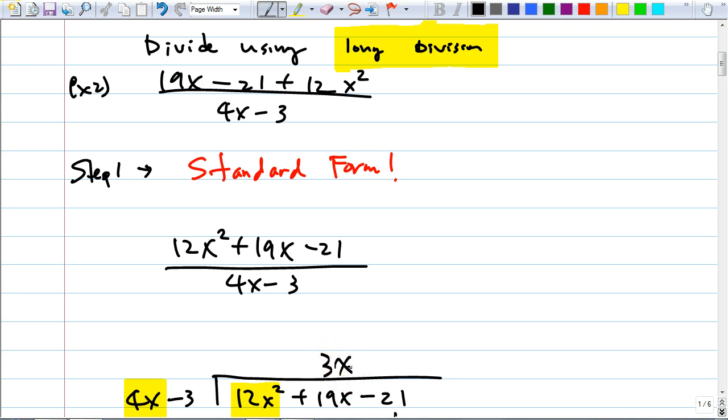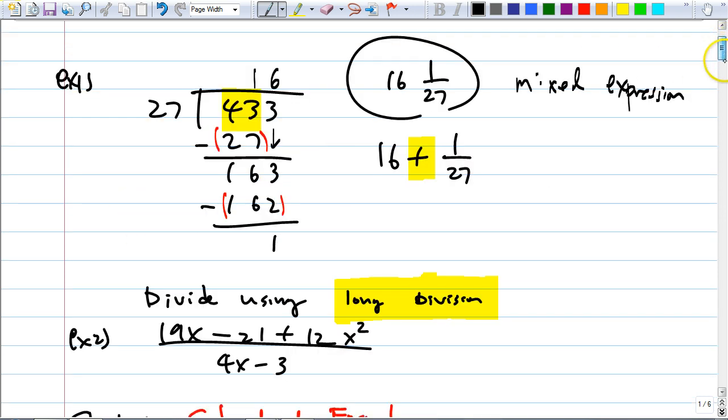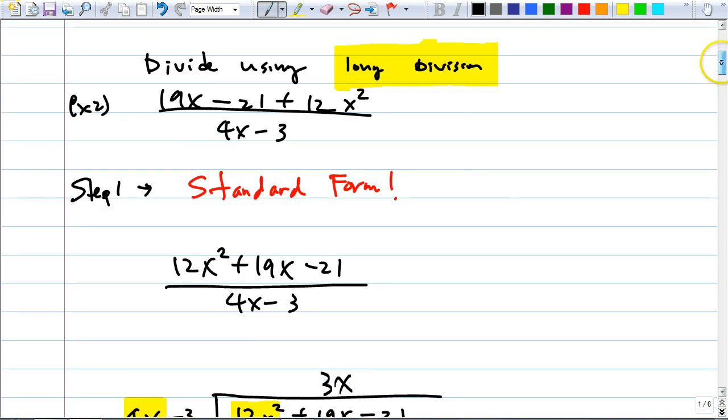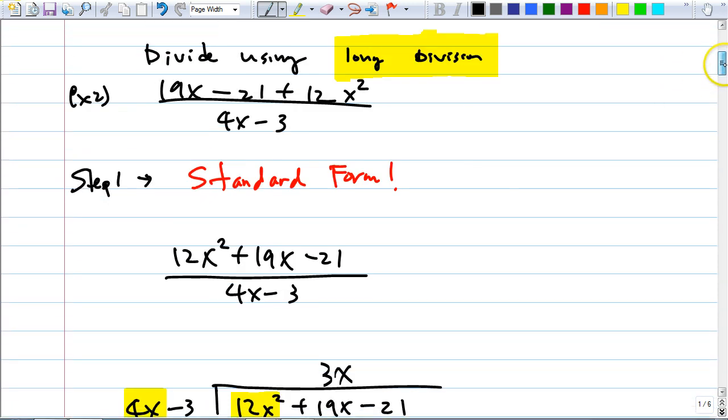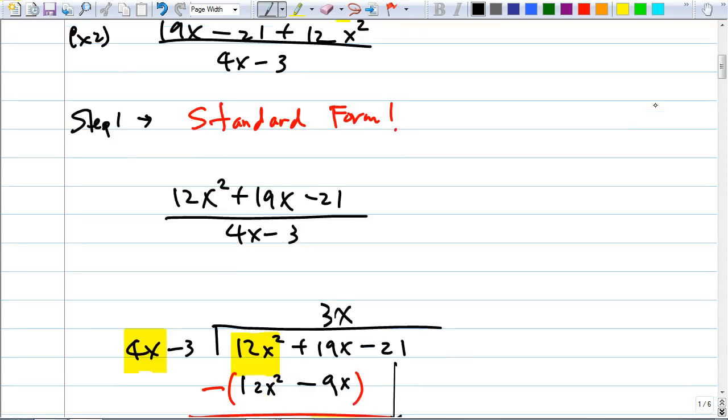And just like before, guess what I'm going to do with this 3x? Look at what we did in example 1. What do we do with 1? We multiply 1 times 27. So I'm going to multiply 3x times what? Not 4x, but 4x minus 3. You're not dividing by 4x, you're dividing by 4x minus 3. So you got to multiply that whole thing.